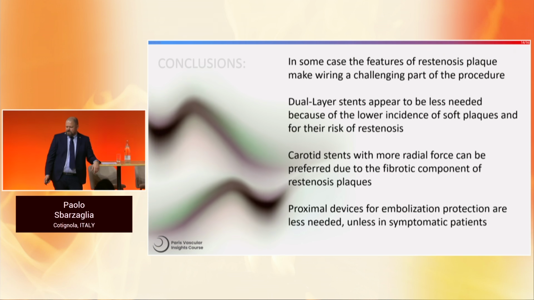So just to conclude, in this case it shows that in restenotic lesions after CEA, wiring can also be a challenging part of the procedure. In this case, I think that dual layer stents are probably less needed, mainly because of the early restenosis, which is more fibrotic plaque, so we probably don't need a dual layer, and we also have the risk of restenosis, mainly for Roadsaver.